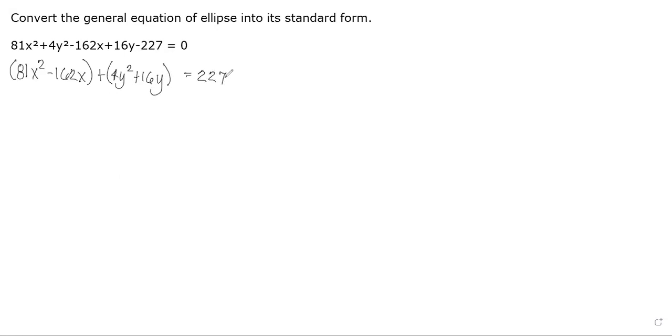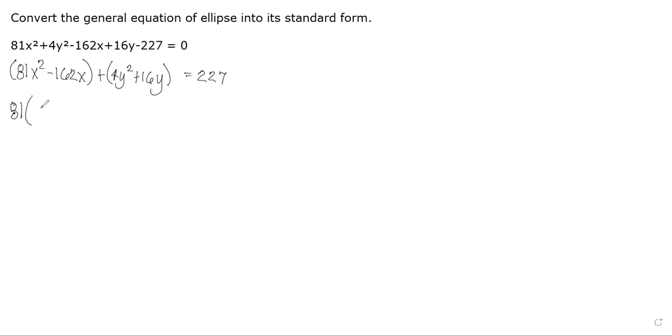Now next is, before natin ma-complete the square, dapat 1 na lang yung coefficient ng x squared and y squared. In other words, yung leading term natin na applyan ng completing the square. Ibig sabihin, we have to factor out that 81. Okay, get it out of the way. Parang nag-divide lang tayo by 81.